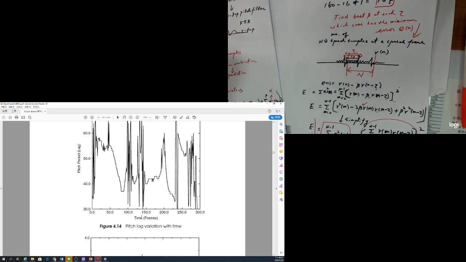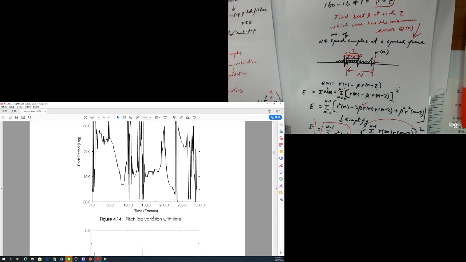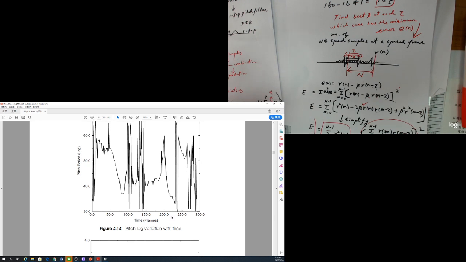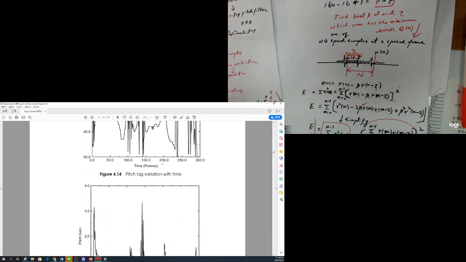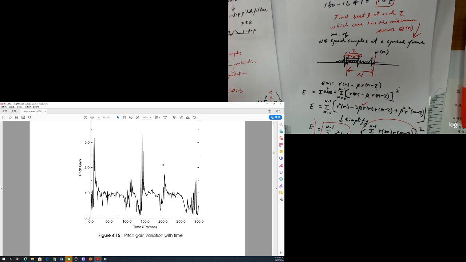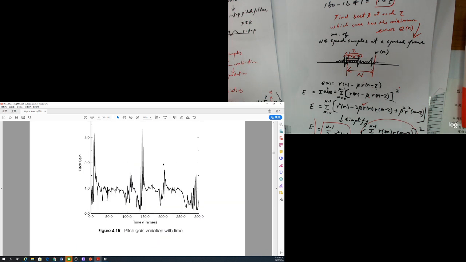So you can see here the pitch lag variation with time. You can see a lot of variation. Sometimes this area could be unvoiced. The pitch is sometimes a continuous variation, very smooth. That area looks like voiced frames. If it is unvoiced, sometimes there is no consistent information there.